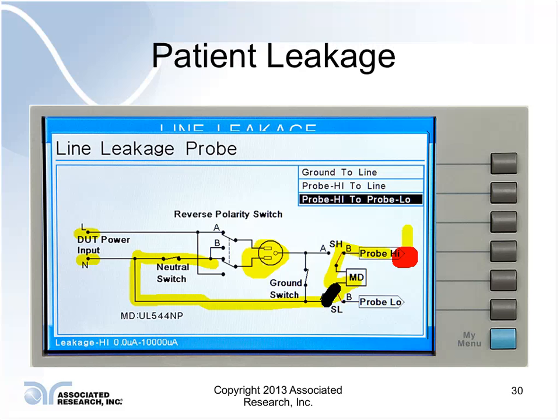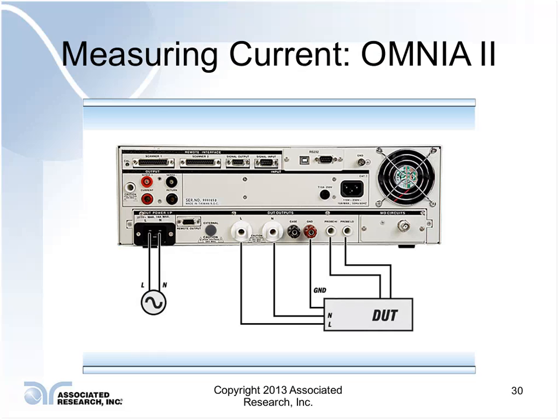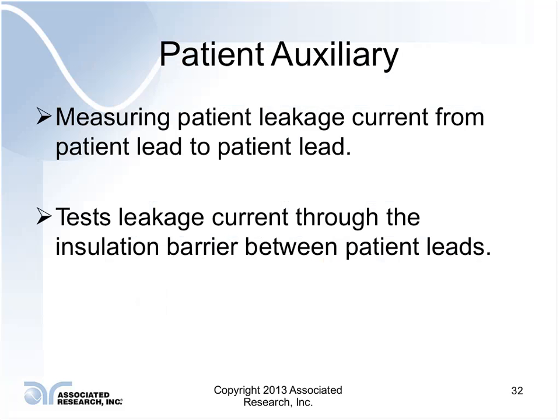And I still have my probe high to line condition because now I'm just talking about individual patient lead back to our reference point. And really it would be no different here. You have your probe high connected here to your patient lead, and that's circulating through here, through the measuring device internally, so that you can get a reading. Patient auxiliary is where the game changes a little bit, because that is measuring patient leakage current from patient lead to patient lead. So it tests leakage current through the insulation barrier between patient leads.